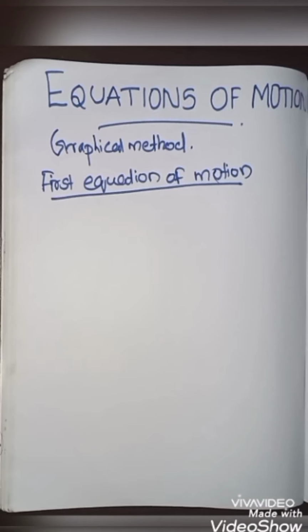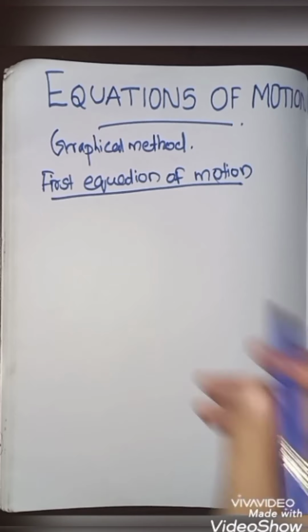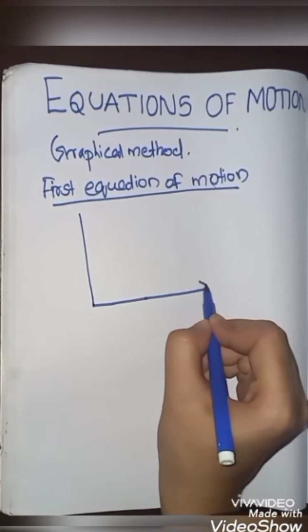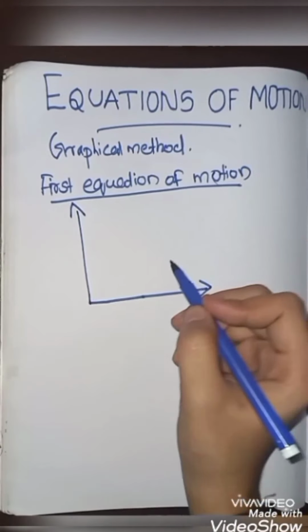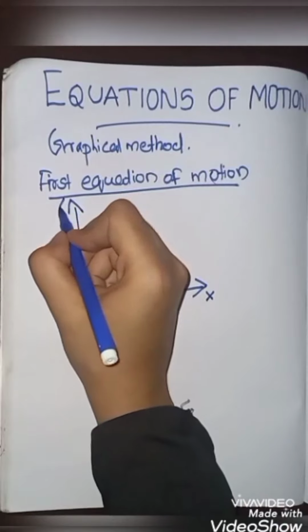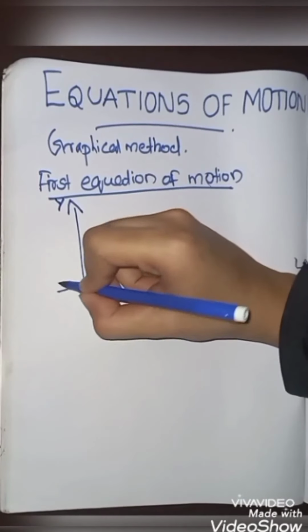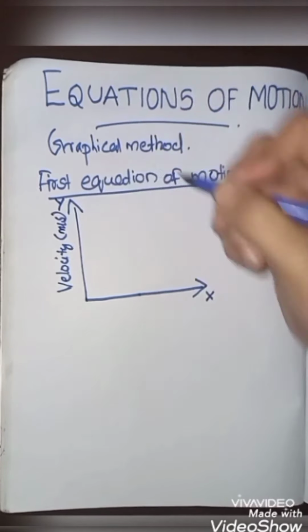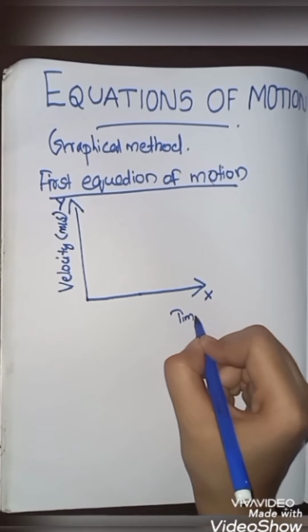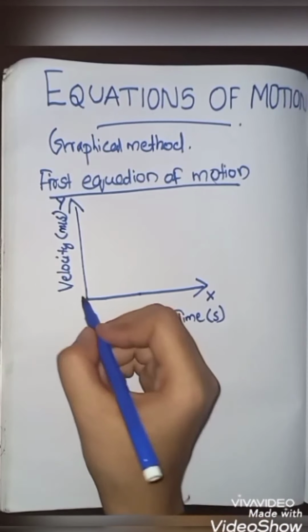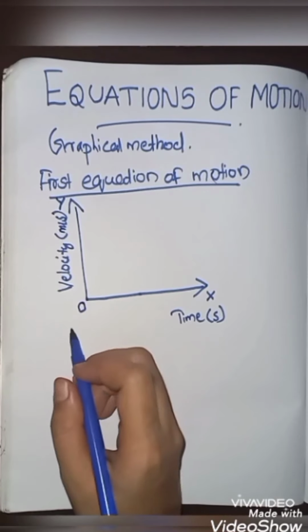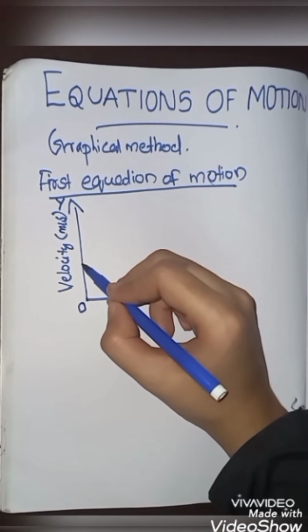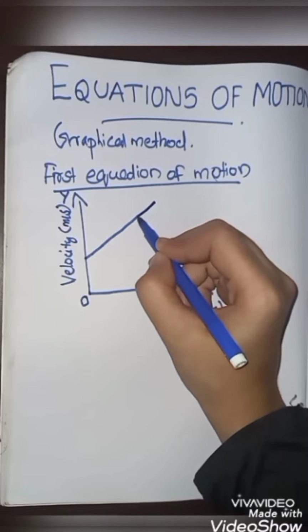First we are drawing a velocity time graph. In the velocity time graph, this is the x-axis and this is the y-axis. On the y-axis we take velocity, and the unit of velocity is meter per second. Here we take the time, and the unit of time is second. And here is the origin. The graph is like this.